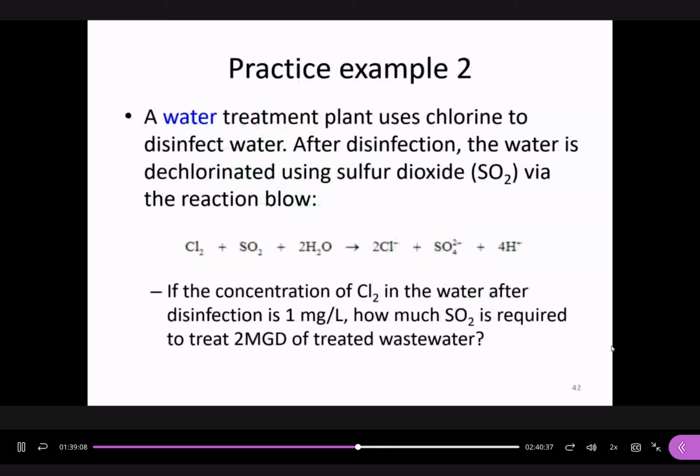Okay, so here comes our second practice problem. A water treatment plant uses chlorine to disinfect water. After disinfection, the water is dechlorinated using sulfur dioxide, SO2, via the following reaction. You have chlorine gas, sulfur dioxide, right? So you get chloride and sulfate and some protons. If the concentration of chlorine in water after disinfection is 1 milligram per liter, how much SO2 is required to treat 2 million gallons of water? It's very easy, just based on this reaction equation.